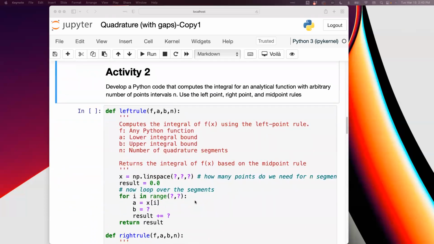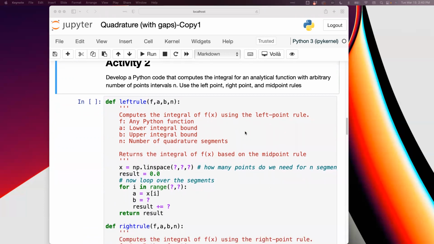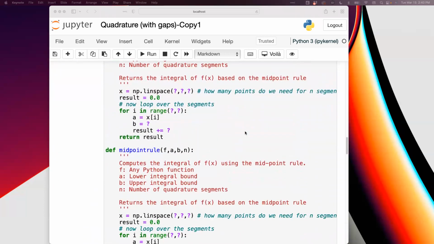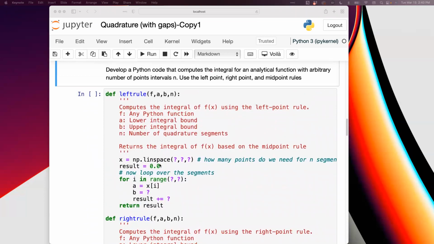Develop a Python code that computes the integral for an analytical function with an arbitrary number of points, intervals n. Use the left point, right point, and midpoint rules. Okay. So here I declared 3 functions for you. They're all similar, so I'll only look at the left rule with you.